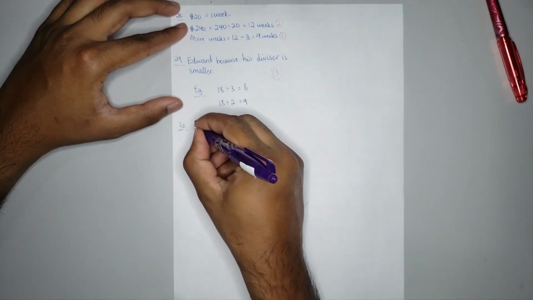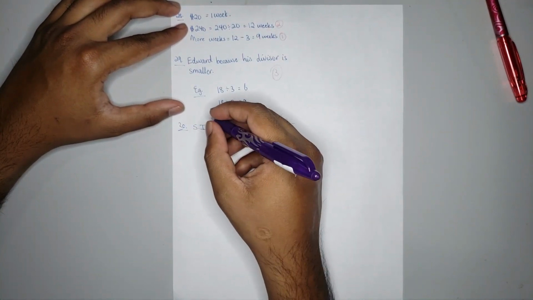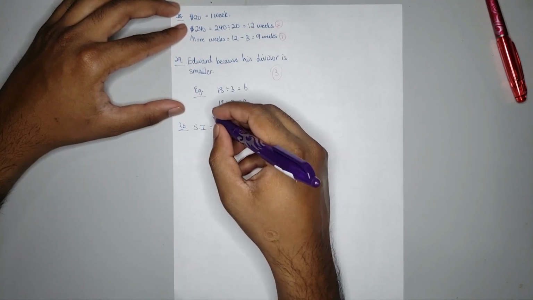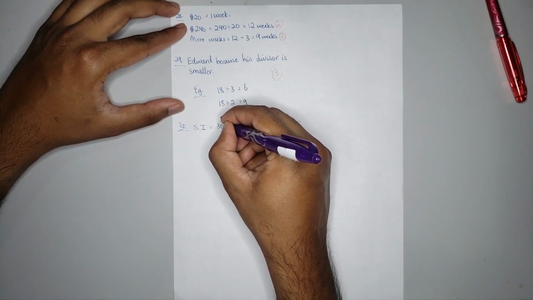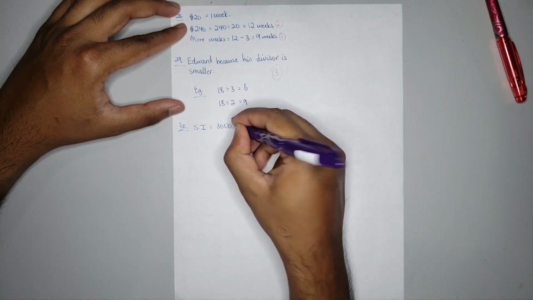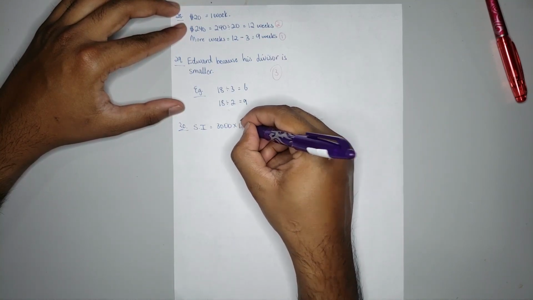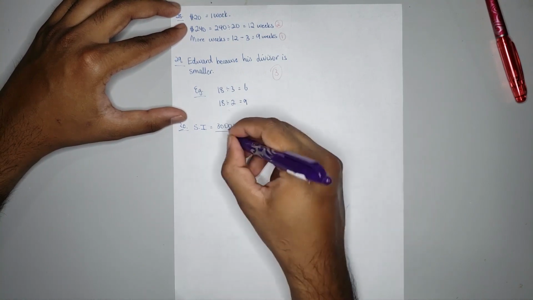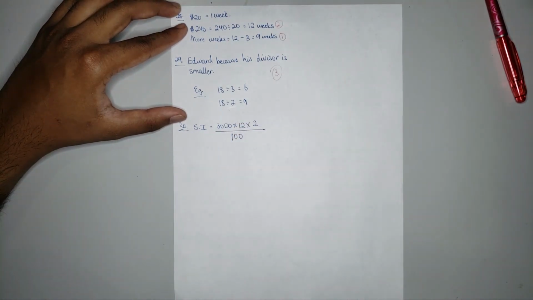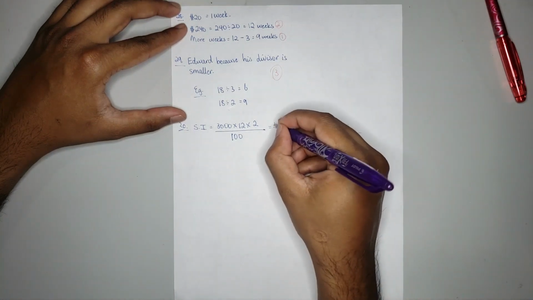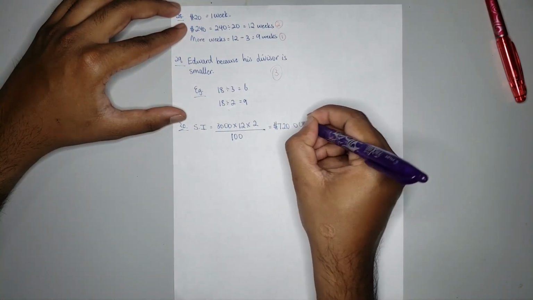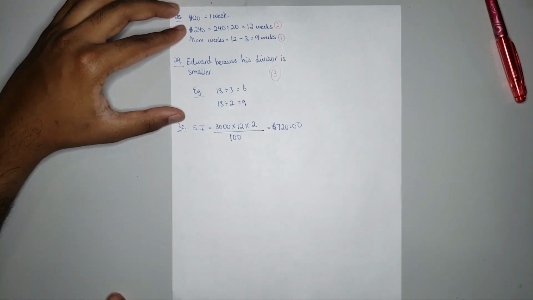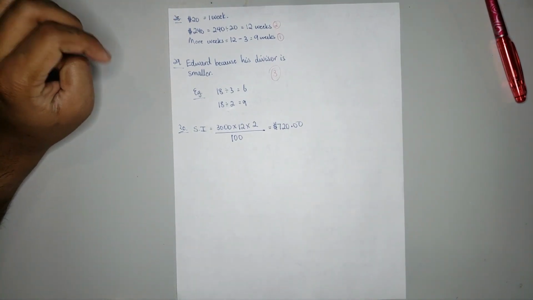So first we need to calculate the amount of interest on that principal amount. So simple interest is the principal, which is the 3,000, multiplied by the rate, which is 12%, multiplied by time, which is 2 years, all divided by 100. So 3,000 multiplied by 12 multiplied by 2 divided by 100 will be $720 in interest.